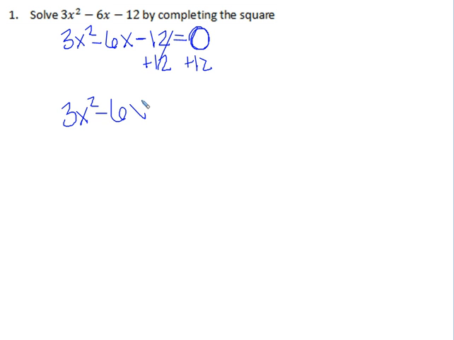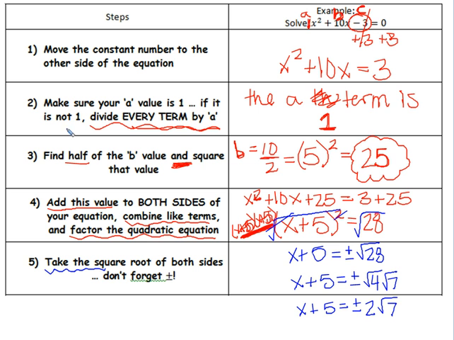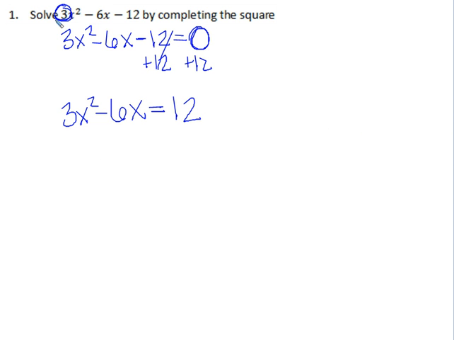Not too bad. And then if we go on to step number 2, it said to make sure your a value is 1. Now this is a big one, because this one is actually not 1. The a value is 3. So if we go back to step number 2, make sure your a value is 1. If it is not 1, divide every term by a. So we said our a value was 3. I want to divide every single term by the a value of 3.